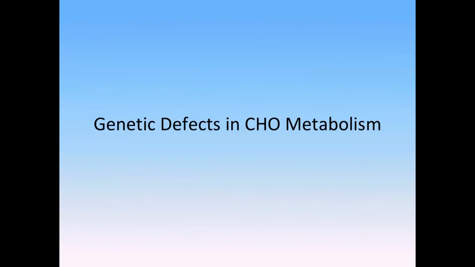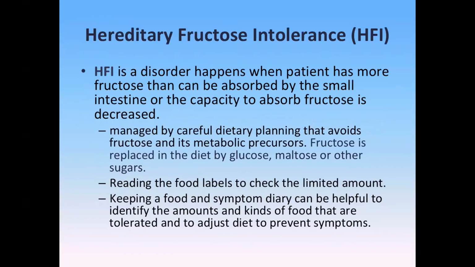Now, we also have some genetic defects in carbohydrate metabolism. So, for example, I'm not going, of course, to speak about all of them. I will just choose some to give you an idea. So hereditary fructose intolerance is a disorder that happens when the patient has more fructose than can be absorbed by the small intestine, or the capacity to absorb fructose is decreased. Therefore, the fructose will be more in the blood.